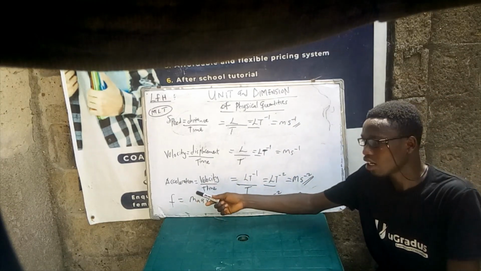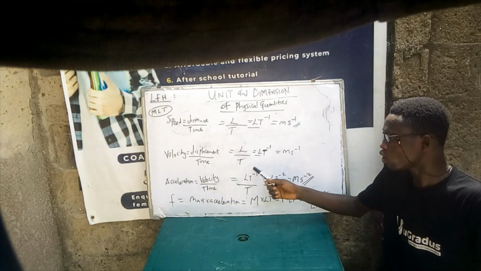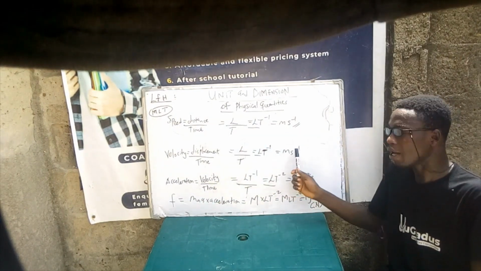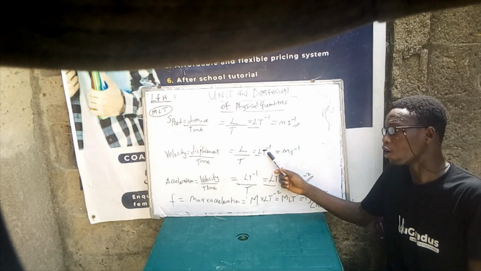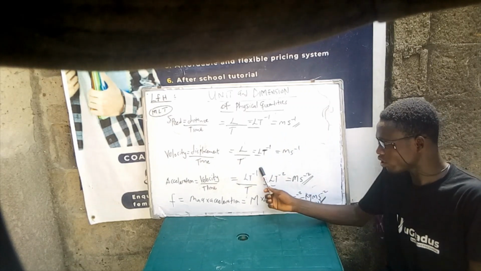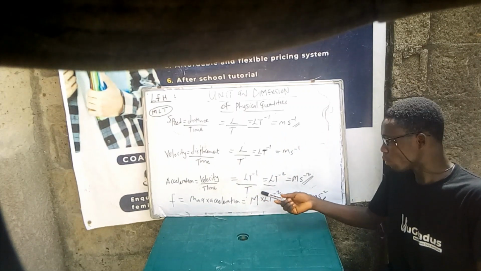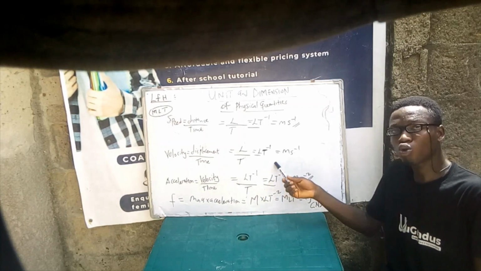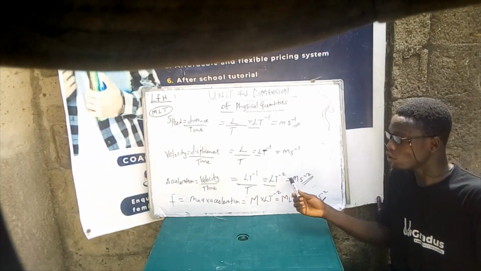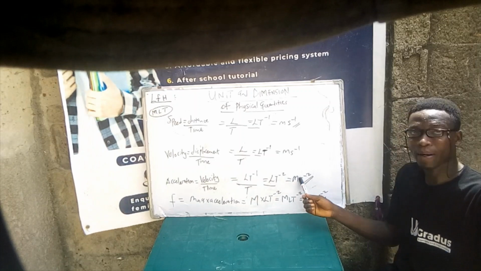Then what is acceleration? Acceleration is velocity over time, because we have already gotten velocity to be meter per second, LT raised to the power minus 1 in dimension. So just put the dimension over another time. Because another time has been involved, the power of time becomes 2. So LT raised to the power minus 2 is the dimension of acceleration. Then the unit will be meter per second squared.